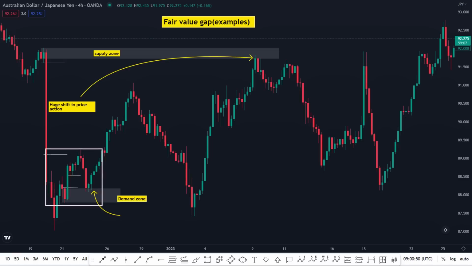On this one here we can also see we have a break in market structure. Then we also have an imbalance here, then a demand zone. The price confirmed, then it moved higher.